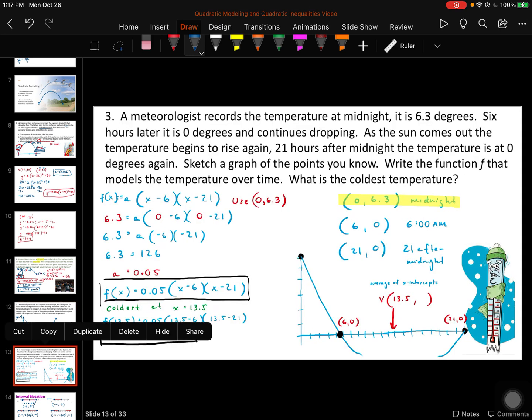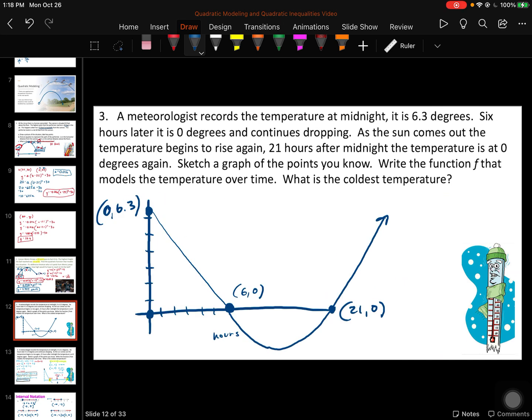So I said that we have these 2 points right here. My picture's a little bit different. You have this point and this point: (6, 0) and (21, 0). In order to do this, you're going to use the method of averaging the x-intercepts. So to find the vertex, which is all the way down here in our picture, we average the x-intercepts. So to get the x, we do 21 plus 6, and then we divide it by 2, and you get 13.5.